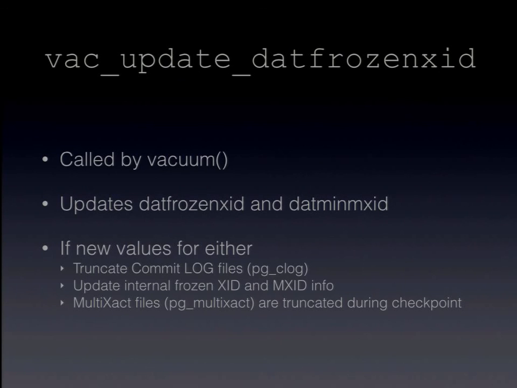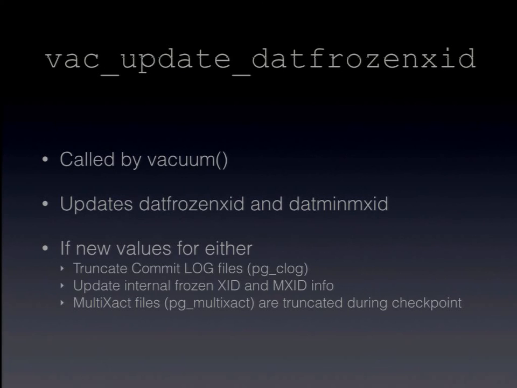There is a separate function that handles updating the two columns in the pg_database catalog. Our naming convention makes it very hard to actually say these in English, but datfrozenxid and datminmxid. If we have new values for either one, which the only way we can have new values is if vacuum managed to scan every single page in the table.